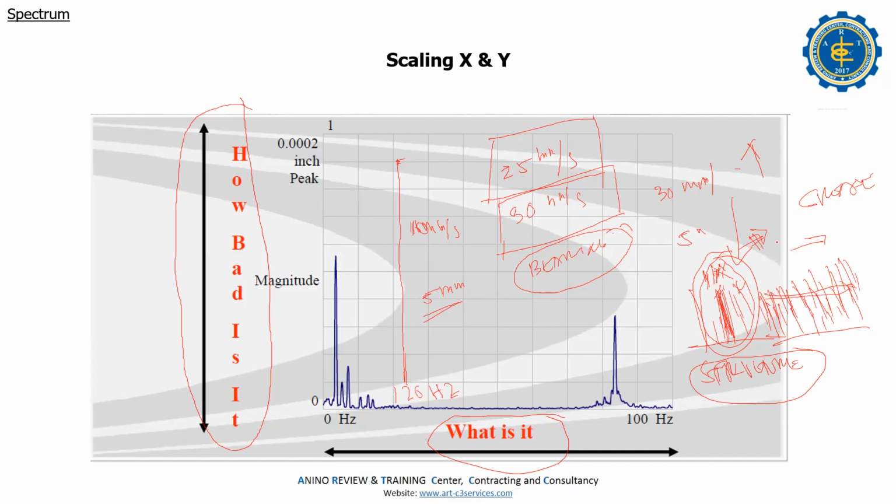How to find rotating looseness and the coupling issue in the spectrum? It's very hard to differentiate, right? Hard to differentiate with the coupling. About the coupling, we use this one, strobe light.